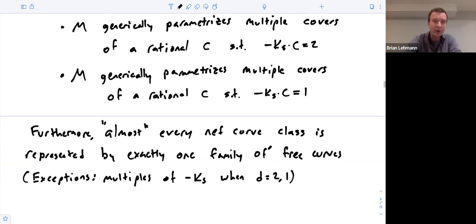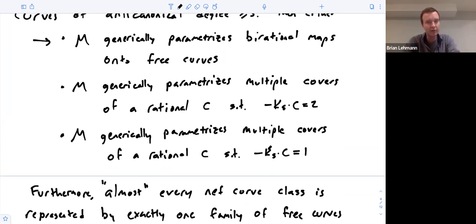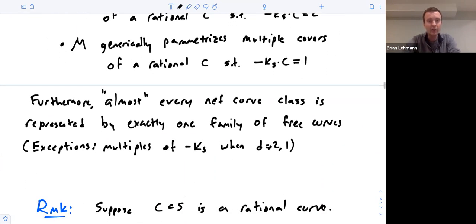So furthermore, not only can we say what types of curves M parameterizes, but it's also true that almost every nef curve class is represented by exactly one family of free curves. So this is this irreducibility idea that we've mentioned briefly before. Most of the time, we expect there just to be a unique component representing a given numerical class. And there's a couple exceptions coming from multiples of the anti-canonical linear series.